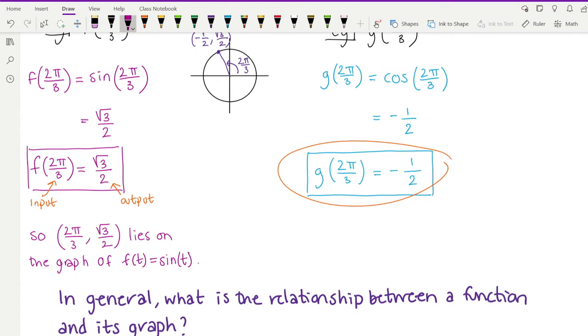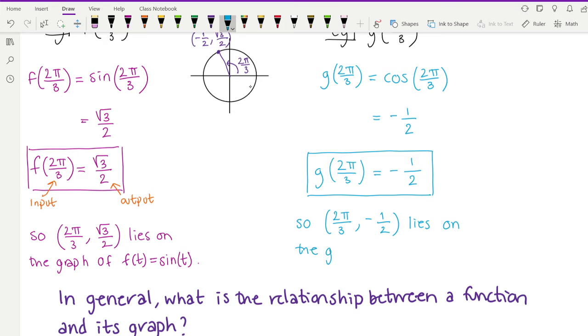And so when we go and actually graph these functions, we'll see that our inputs, our horizontal axis, is going to consist of all the angles, and then our outputs, the vertical axis, is going to consist of all of the sines and cosines of those angles. And so similarly over here, we now know that the point 2 pi over 3, -1/2, well, that point must be a point that lies on the graph of g of t is equal to cosine of t.